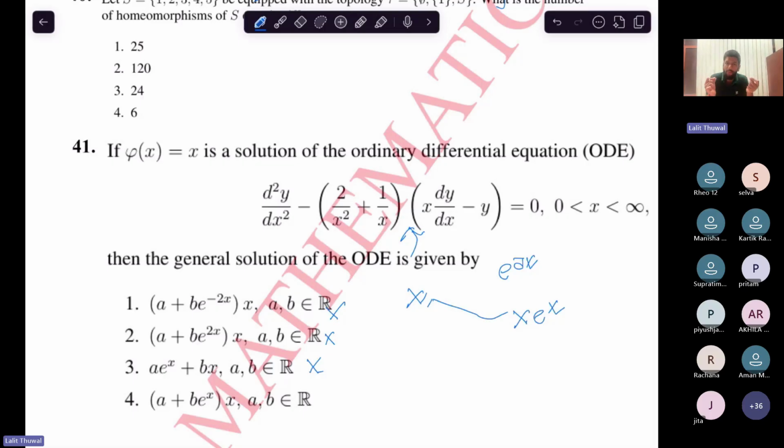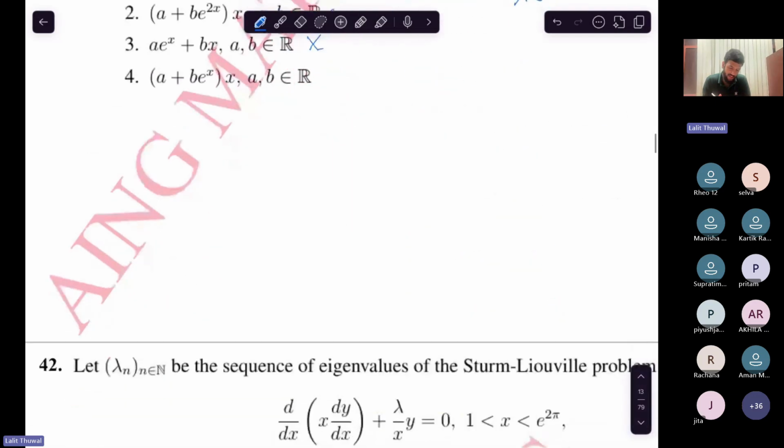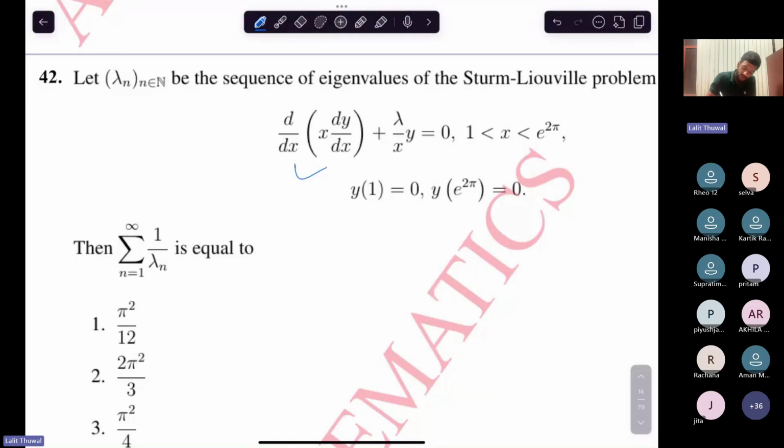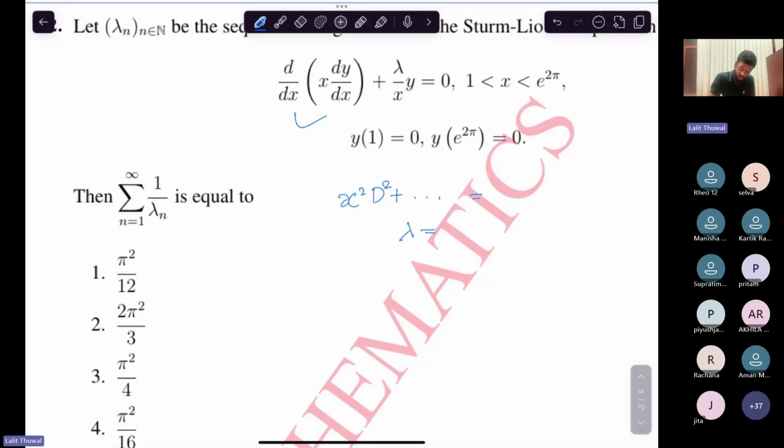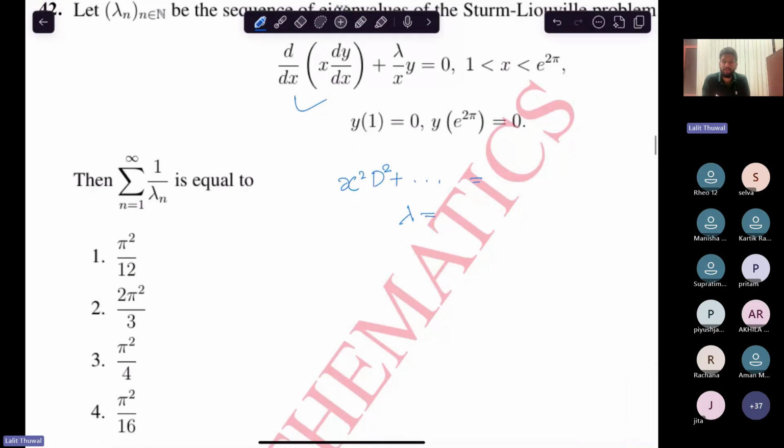If you have a differential equation of degree 2, then it has at most two linearly independent solutions, and all other solutions can be written as their linear combinations. This is a well-known theorem. So in this way you solve this. For the next one, you get a Cauchy-Euler equation of something like this, and then solve it. You will get lambda equal to... I don't know what you get when you solve this, but what is the correct answer?